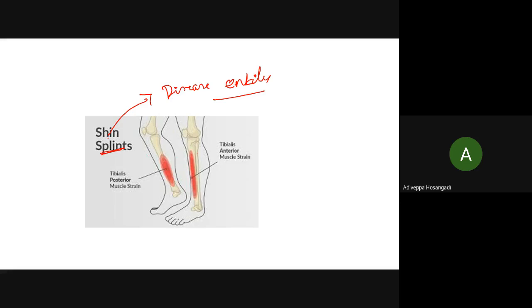Shin is what? The anterior part of the tibia or the leg is called shin. This part of the tibia is called shin. Okay? This part of the leg, the anterior surface of the leg, is called the shin. You wear guards during the cricket match or during football.